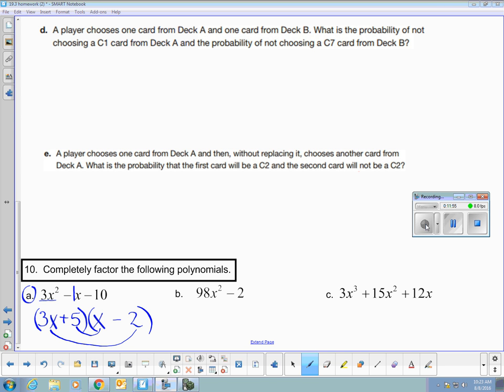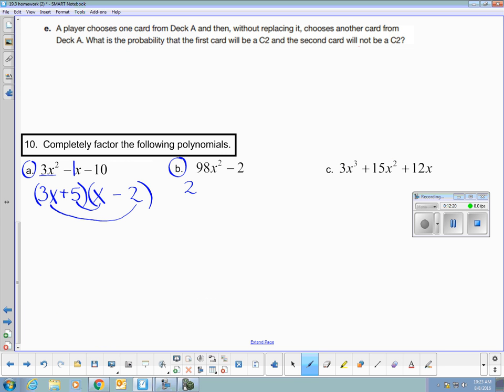And one of the things I should have done before I started this problem is I should always ask myself, is there a greatest common factor? And I was reminded of that when I saw part B here, because in part B, there is a greatest common factor. Both of those terms, this first term and this second term, both have a greatest common factor of 2. So we're going to begin by factoring out a 2.